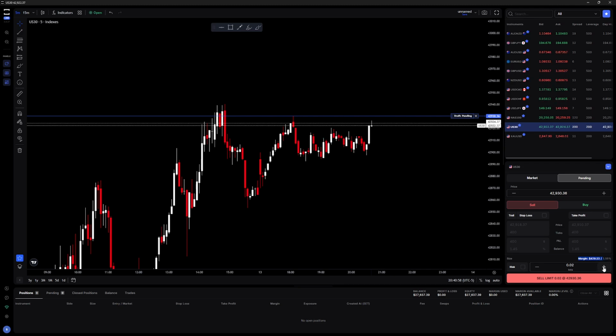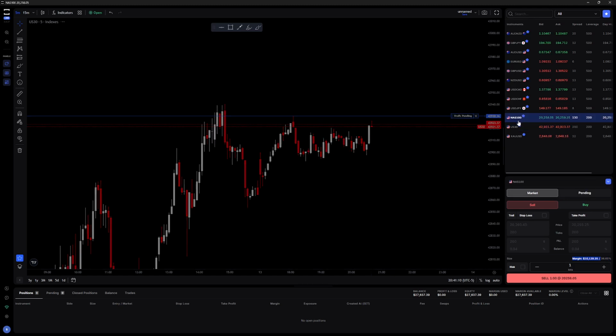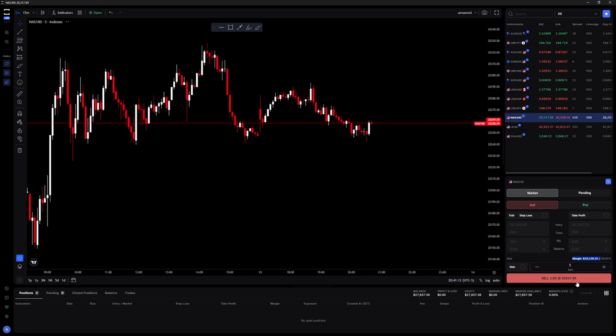If I bump this up all the way to one lot, because a lot of people ask how much you need in your account to take one lot, ideally you want at least $20,000 in your account to take US30 because it's trading at 42,000. But if you wanted to do NAS 100, you need to have a $10,000 account.